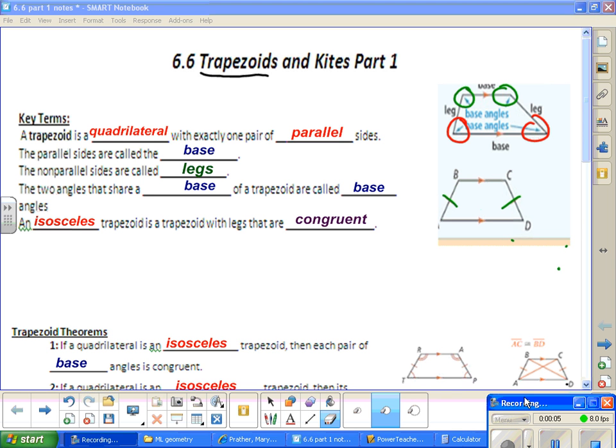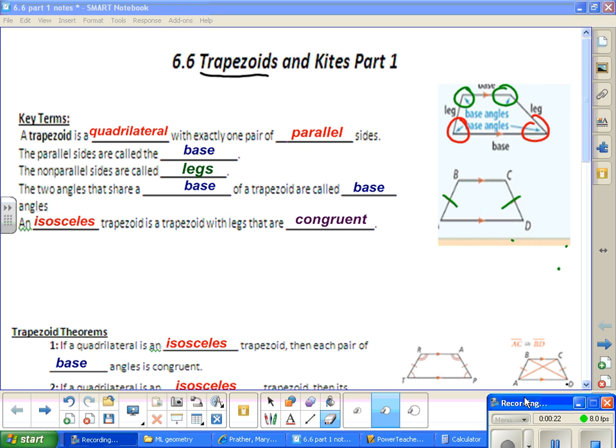So 6.6 trapezoids and kites, part 1. You should have filled these in using your textbook. So we'll talk about each one. The first one says a trapezoid is a quadrilateral with exactly one pair of parallel sides.